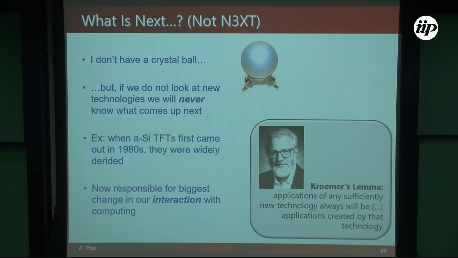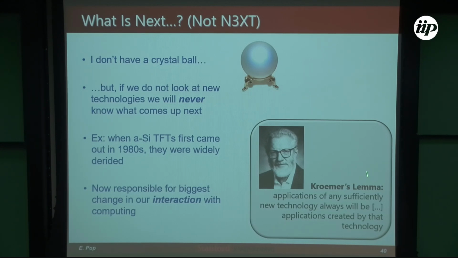So I wasn't aware of this, but I learned from my senior colleagues that in the 1980s, when the amorphous silicon TFTs came out, they were widely derided, right? People were not taking them seriously. They were saying, this is crap, this is never going to work. It turns out they're all in our displays right now. So in a way, amorphous silicon transistors are responsible for the biggest change in our interaction with computers, right? All of us have touch screens right now, and most of those are amorphous materials, amorphous silicon, ITO, and so on, right?